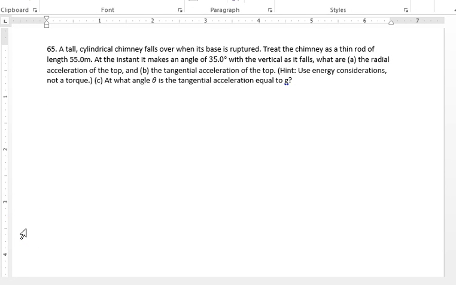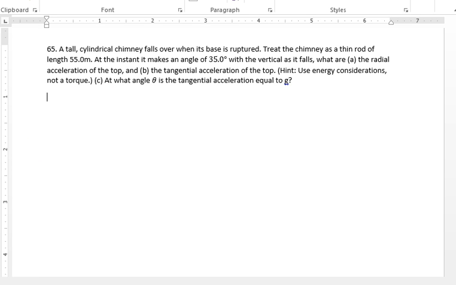Okay, welcome to problem 65 of chapter 10, and this is round 2. I just deleted round 1 because I made a silly mistake in the very beginning of the problem and then spent 15 minutes talking about it and got to the very end and was like, oh, well then. Alright, so we're going to start over. Or for you guys, it's actually the first time through it.